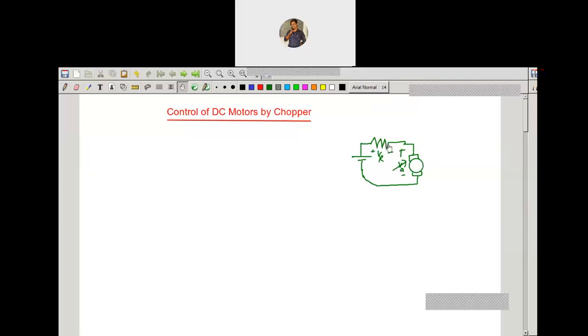And when you achieve the variable DC voltage by using resistance control, it is not that economical. Why? Because while you are using the resistance, a lot of energy is lost. There is wasteful energy involved. There is a power loss in the resistance, right? So it is not economical for getting the variable DC voltage.